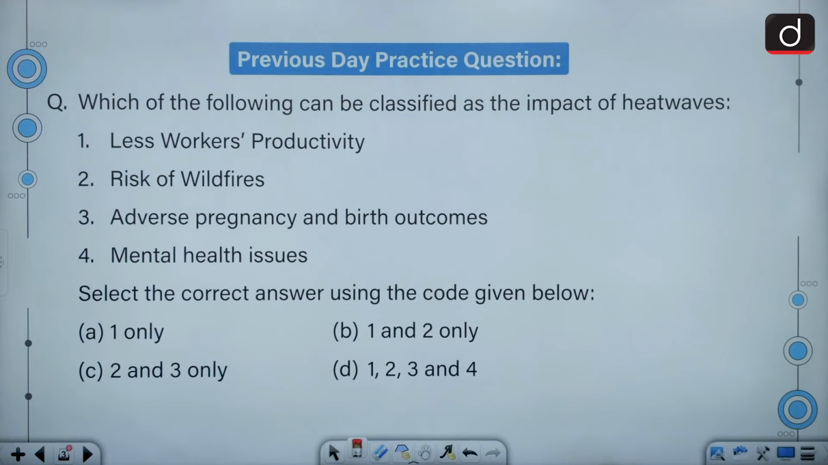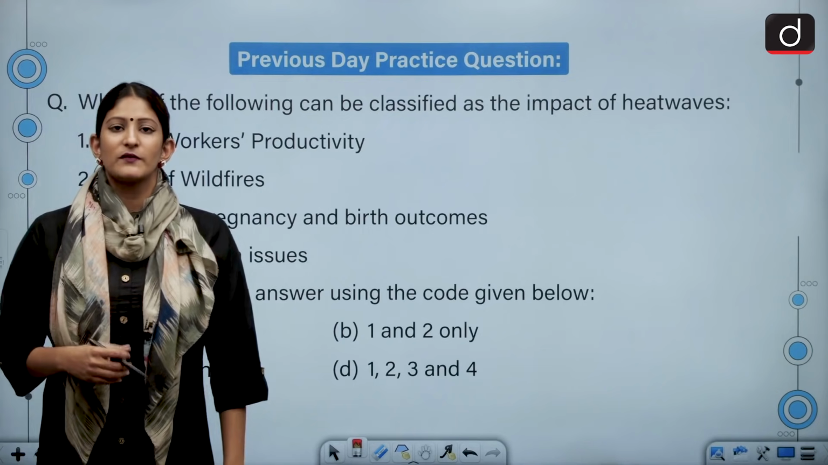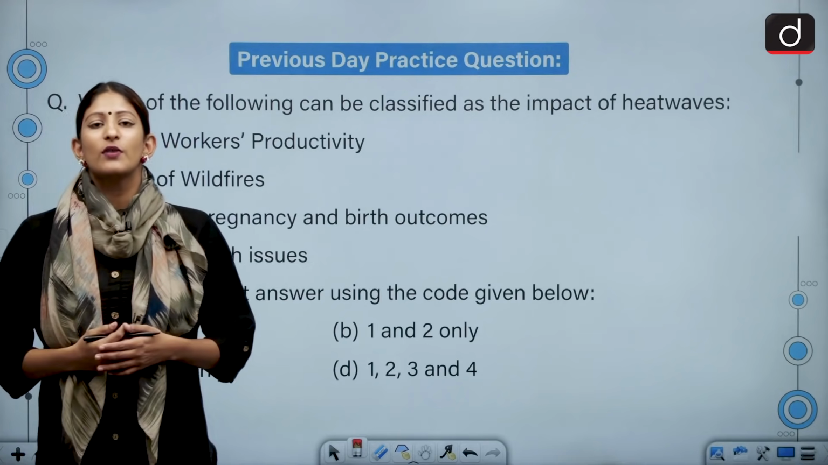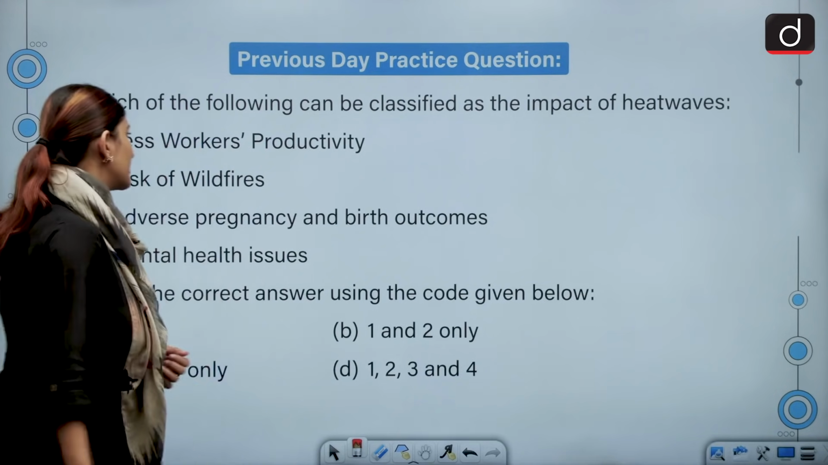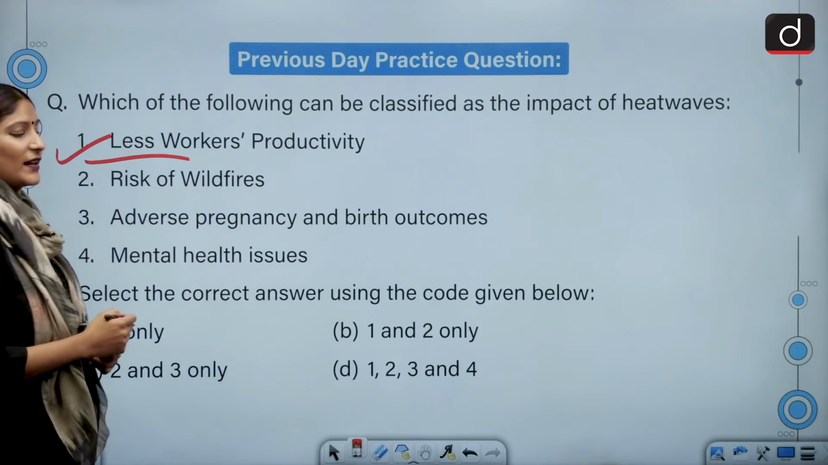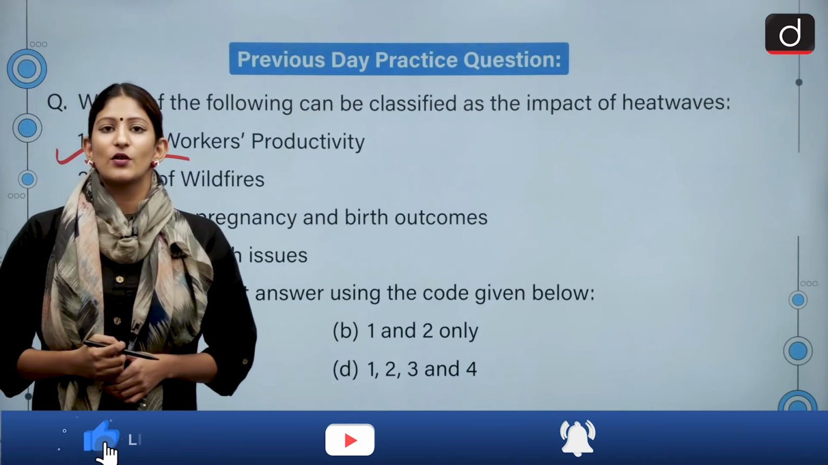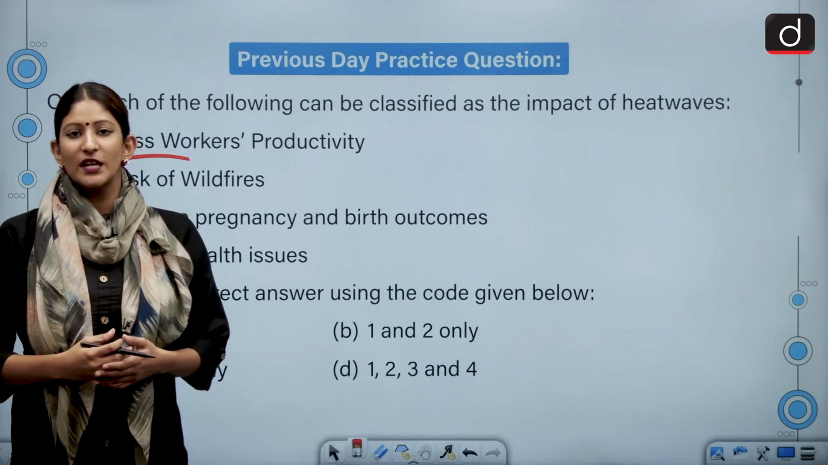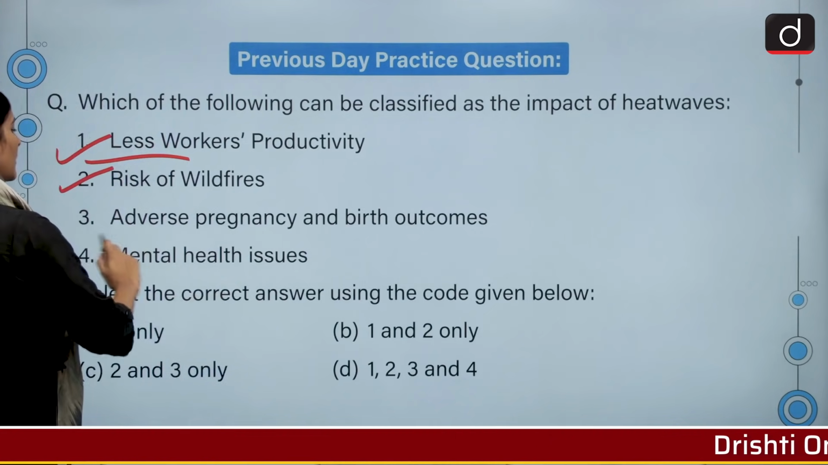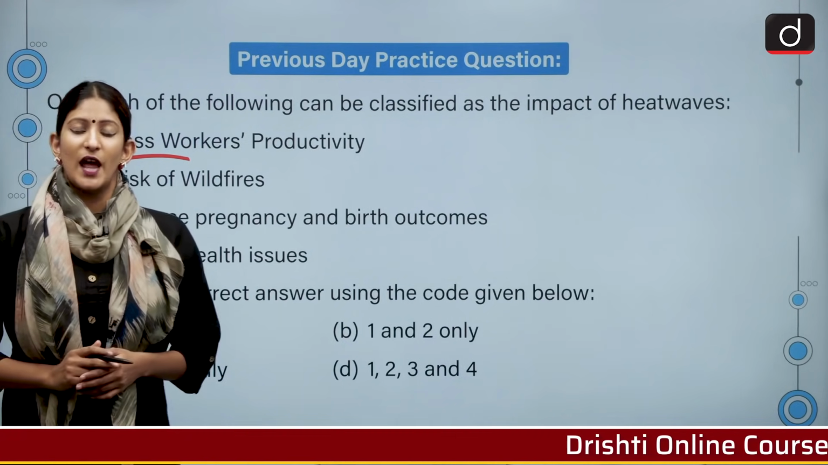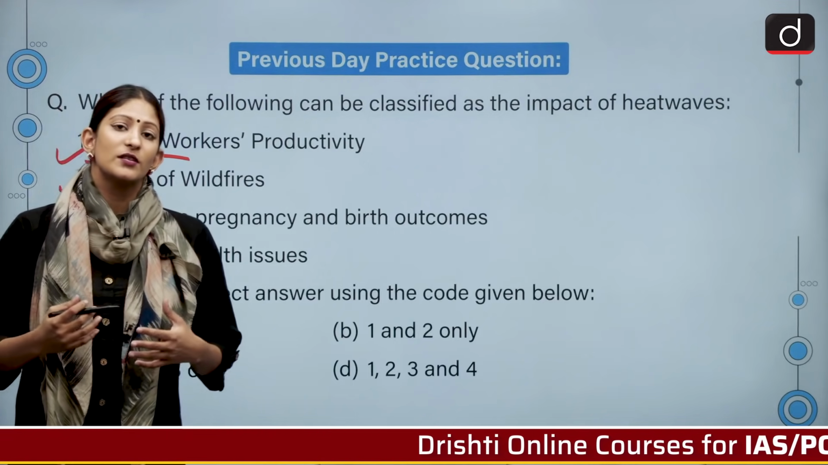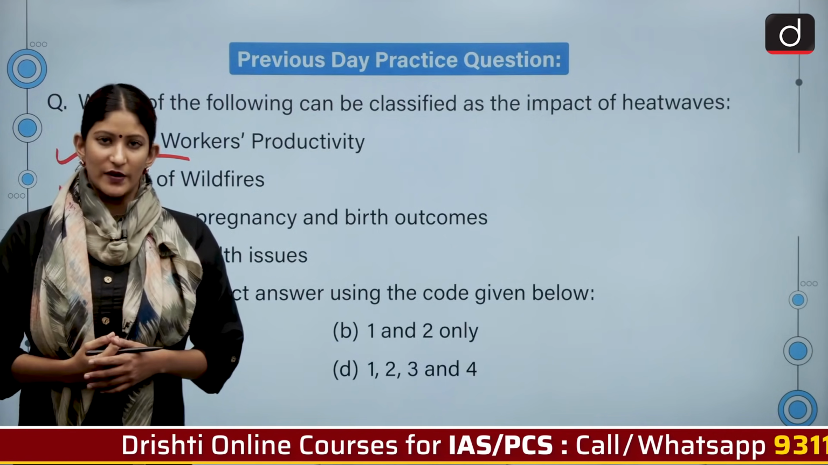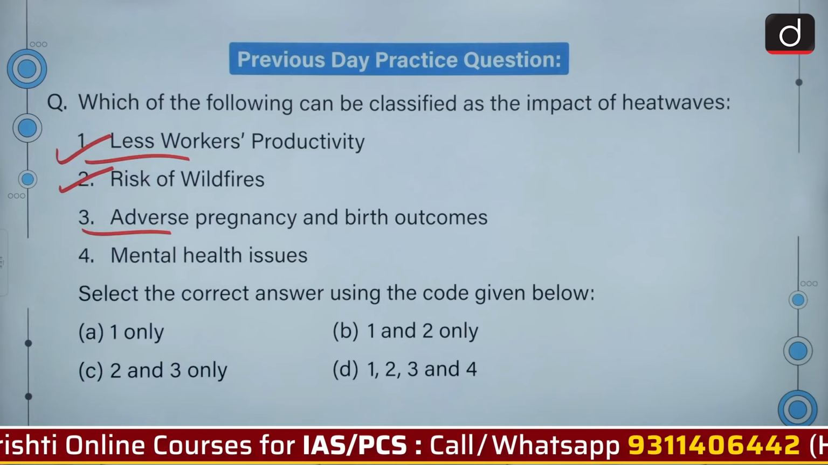So many of you have answered it correctly. If we talk about the impacts of heat waves, when there is an increased frequency and intensity of heat waves, they're of course going to have impacts on the productivity of the workers. So the first statement is correct. It will also increase the instances of wildfires because it aggravates the problems of heat, and the dry shrubs catch heat very quickly because of that. And adverse pregnancy and childbirth outcomes, also it will have an impact on the mental health of the people because it causes a lot of irritation and dilemma as well as confusion. So the correct answer to this question is option D.